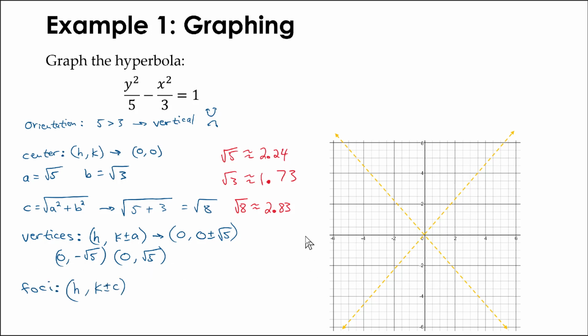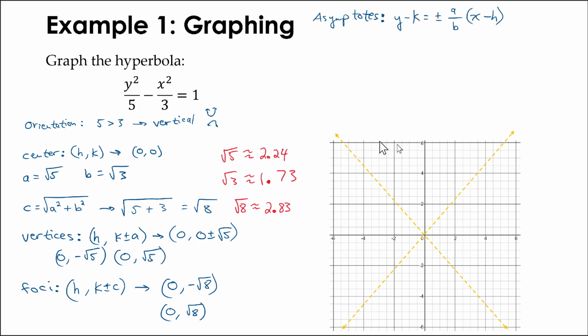Then my foci are h and then k plus or minus c. We found c earlier, so I've got (0, negative root 8) and (0, positive root 8). Then we can find the equations of our asymptotes, which are given by this equation here. We know a and b, and k and h are both 0, so that's going to simplify, and the decimal approximation is plus or minus 1.29x.